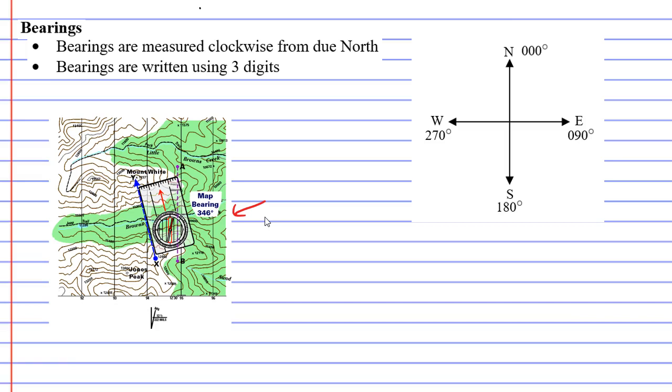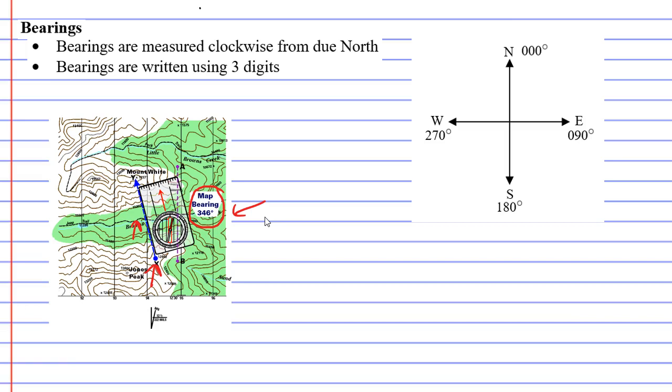So when we look at the map, you'll see this blue dotted line here, which shows the direction that the hikers are traveling in. And the bearing they're traveling in is 346 degrees. So what does that mean? Well, let's look at the compass on the right side.